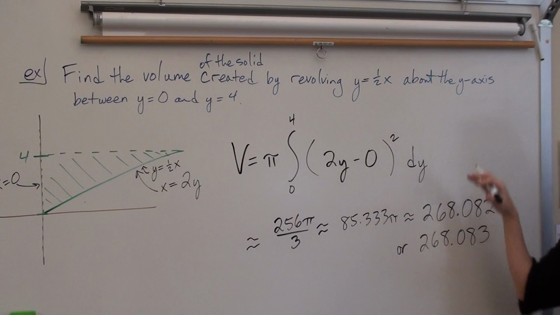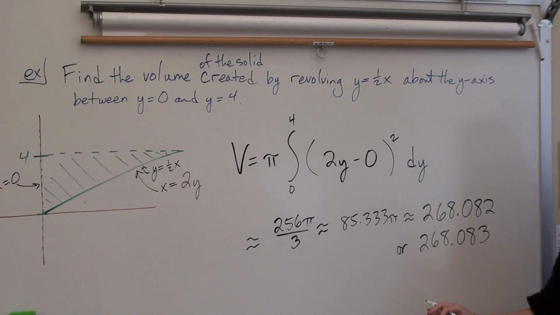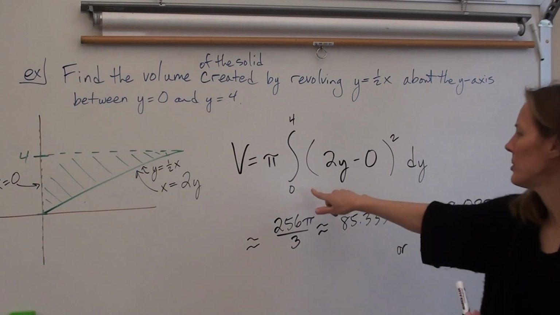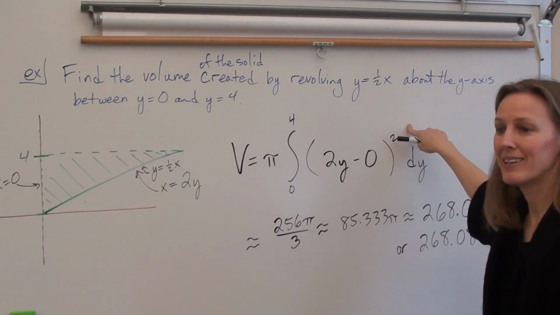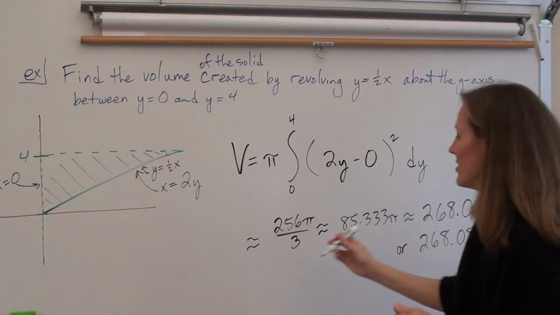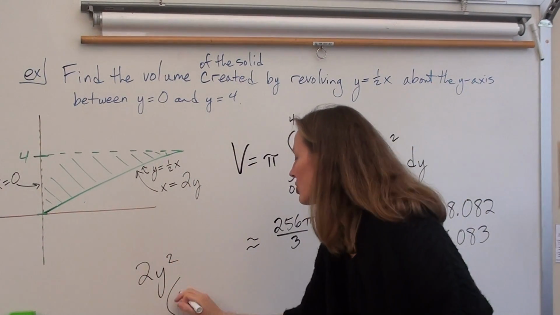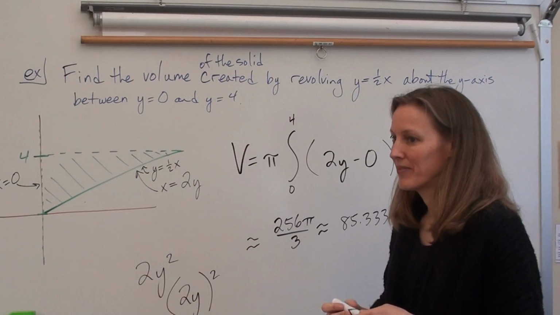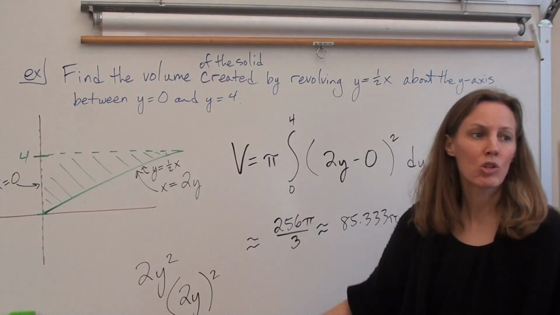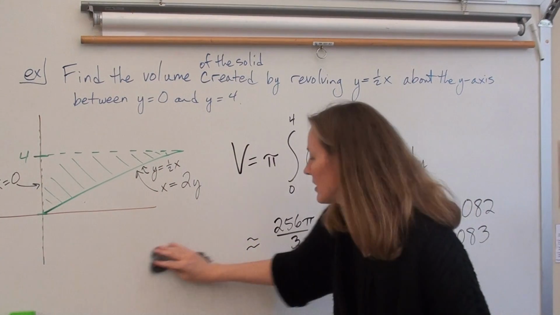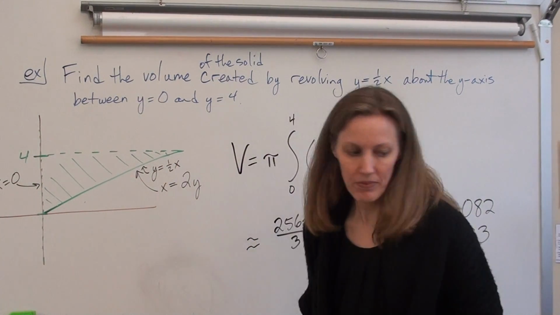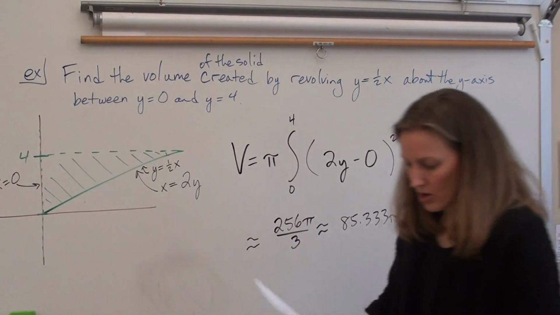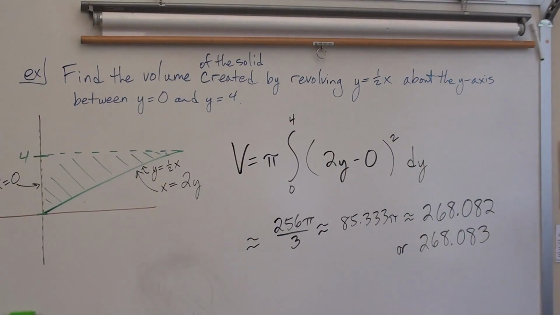Are there any questions on how to get the answers? Everyone putting them in okay? Did you use the limits 0 to 4? Did you square it? Did you write it in your calculator as (2y) squared and not 2y squared? Oh, yep. There it is. Okay. Guys, make sure when you square the radius, that radius has to go in parentheses, otherwise it's only going to square the last part of it, not the whole thing.